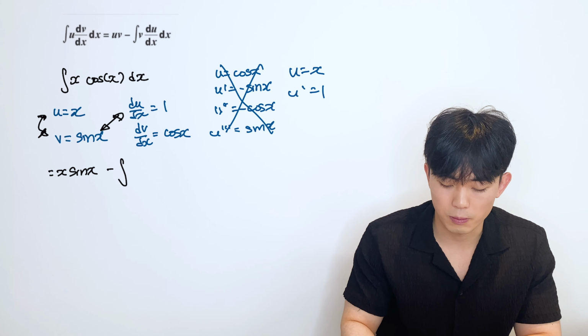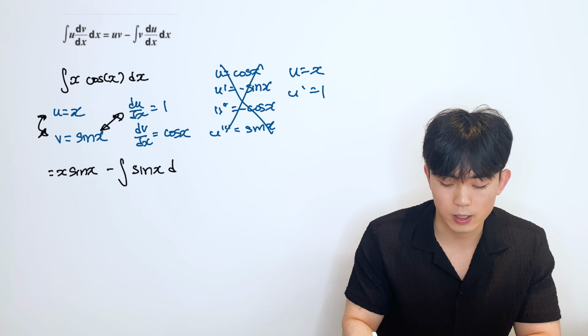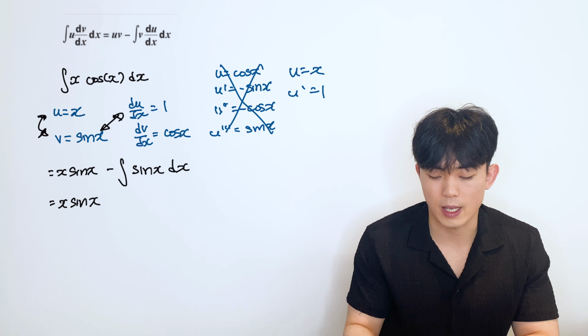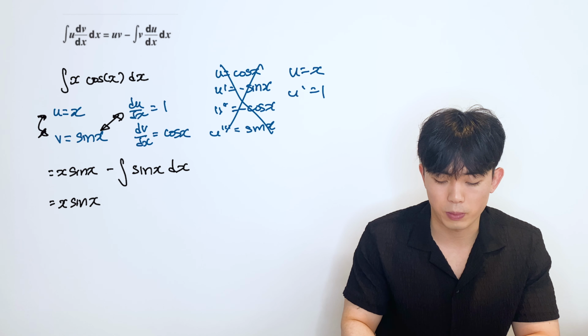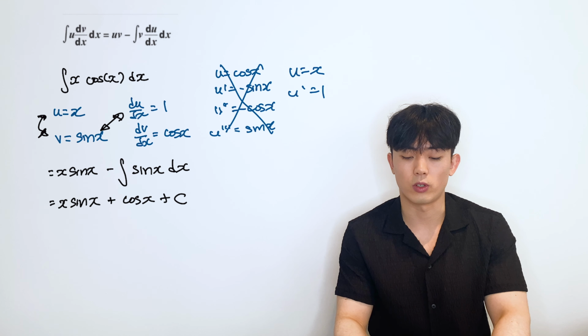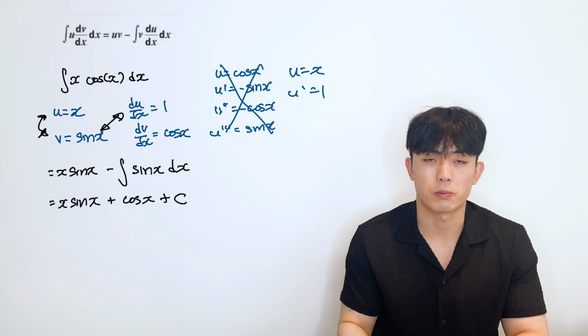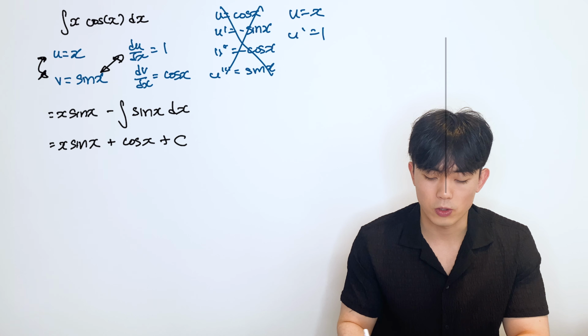So it's going to be integrating sin x dx. And now it's just x sin x, integrating sin x will give us negative cos x, negative negative is positive, so positive cos x plus c, as shown before. So as long as you choose the right u and dv by dx, then it's just simply plugging into the equation. Let's look at another example.